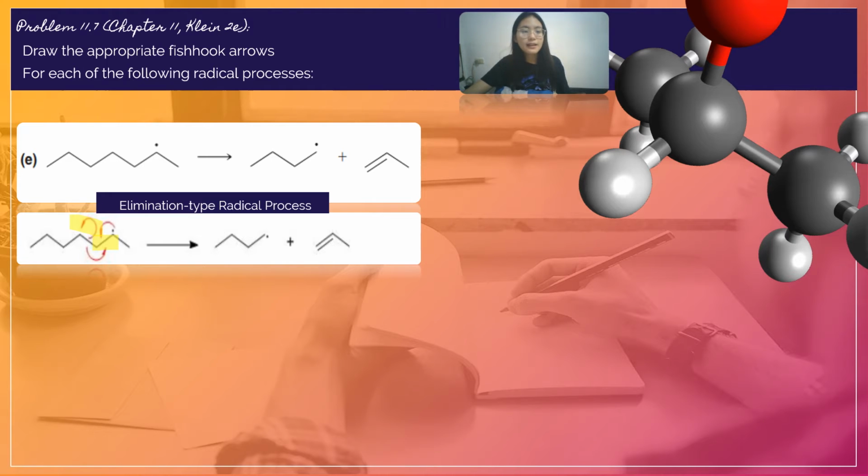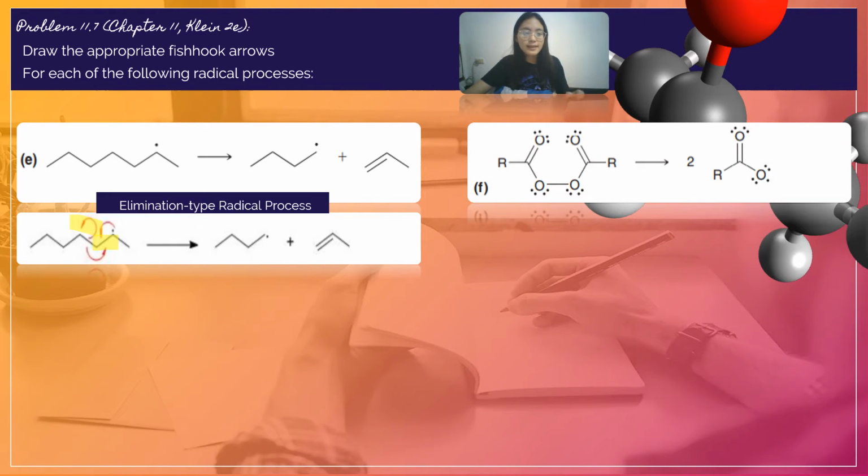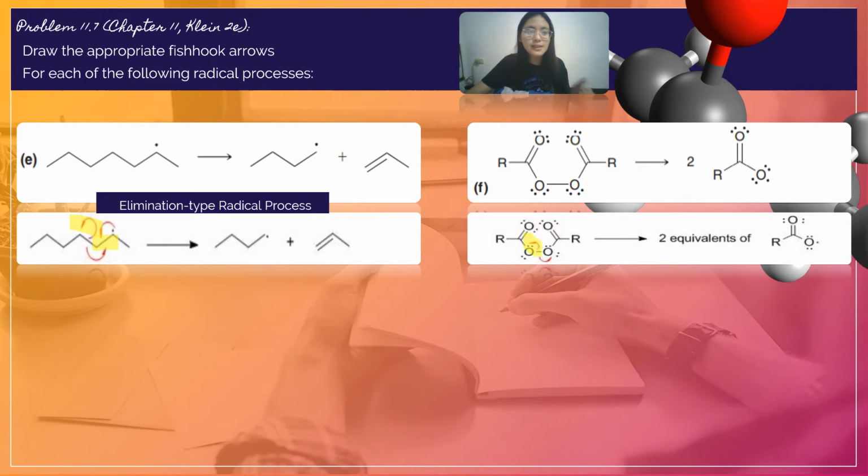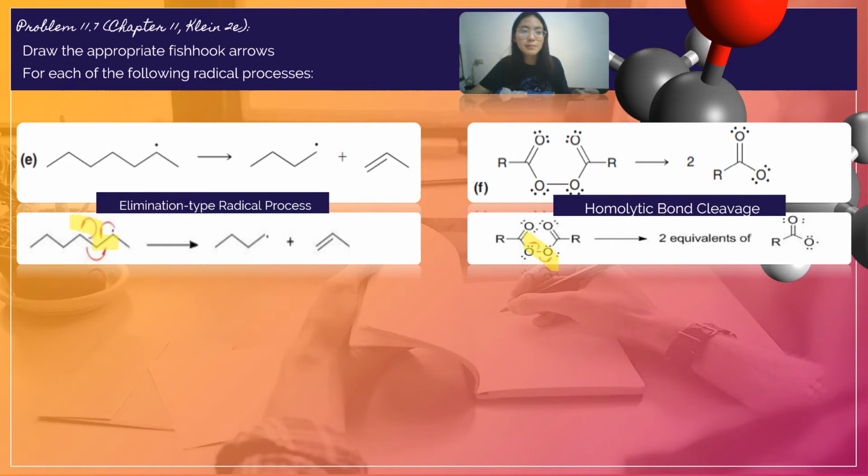Okay, last one, letter F. This reaction begins with an organic peroxide and shows the products to be a pair of organic radicals. Organic peroxides are normally quite unstable and only need a little heat in order to undergo a reaction. The two fishhook arrows indicate the breaking of the O-O bond, and since the bond that broke in the starting material was between two identical atoms of the same element, which is oxygen, this reaction is what we call homolytic bond cleavage.